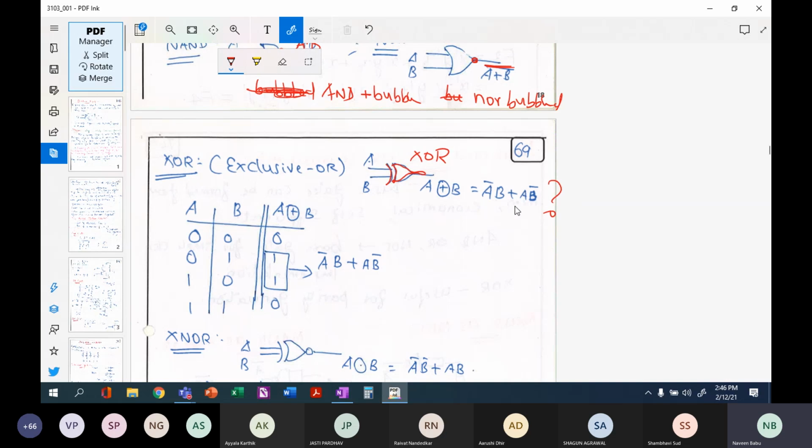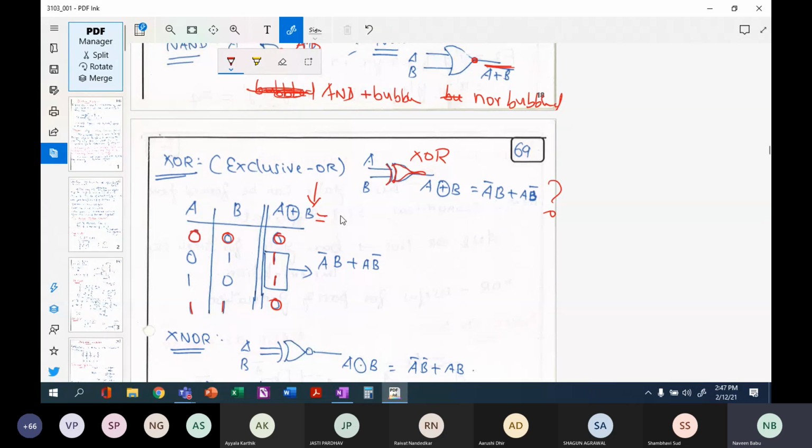You got this expression from the truth table only. How? Okay. So the input combinations of A and B are 0 0, 0 1, 1 0 and 1 1. What is the XOR gate's output? Whenever both the inputs are the same, your output will be 0, right? Whenever the inputs are different, your output is 1. Now, look at the output column for the XOR gate.